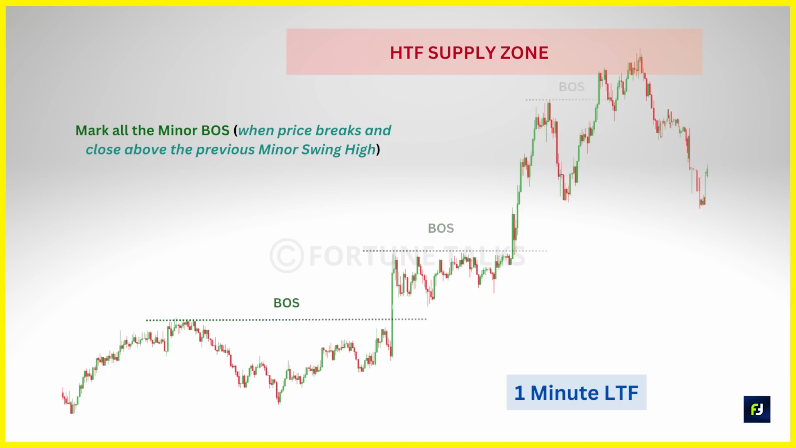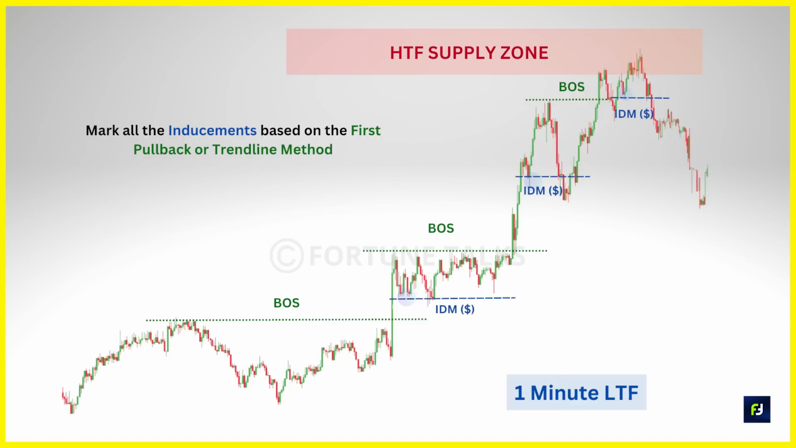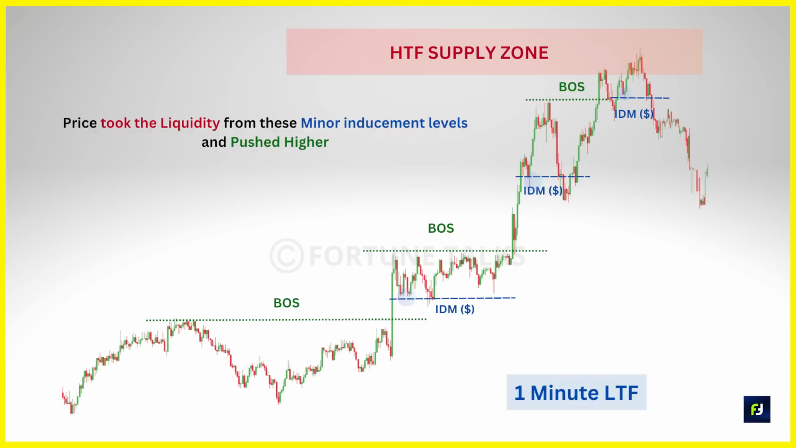Now let us mark the breakout structures in the minor time frame. Once the breakout structures are identified, let us find the proper inducements. We will try to mark the inducements as per the first pullback after the breakout structure rule. Since we have marked the bullish breakout structure, we will have to spot the lows of the first pullback. Here, I have marked all the lows of the pullback, and we can draw a line at these lows. These are our inducements.